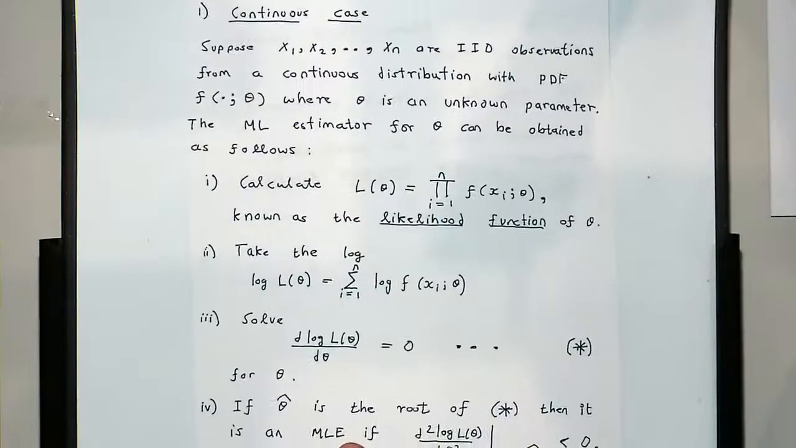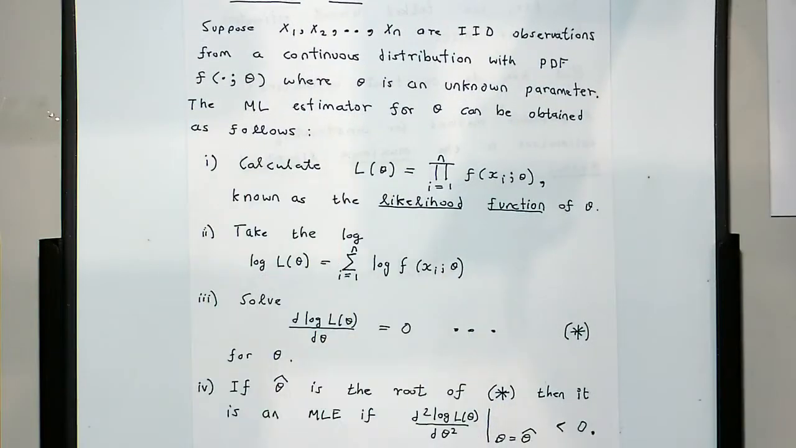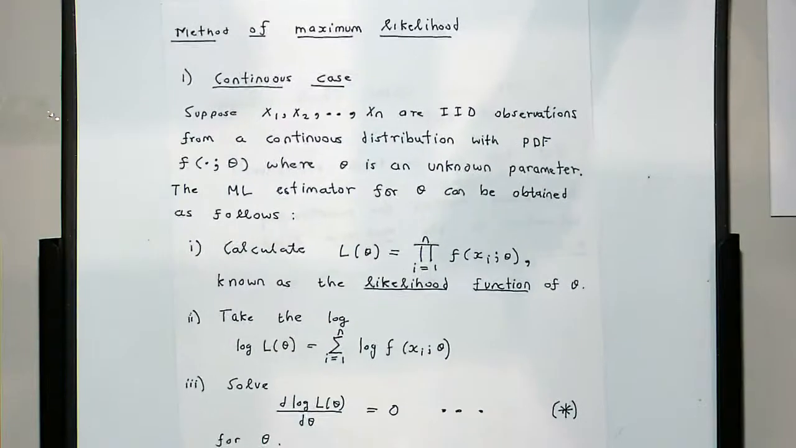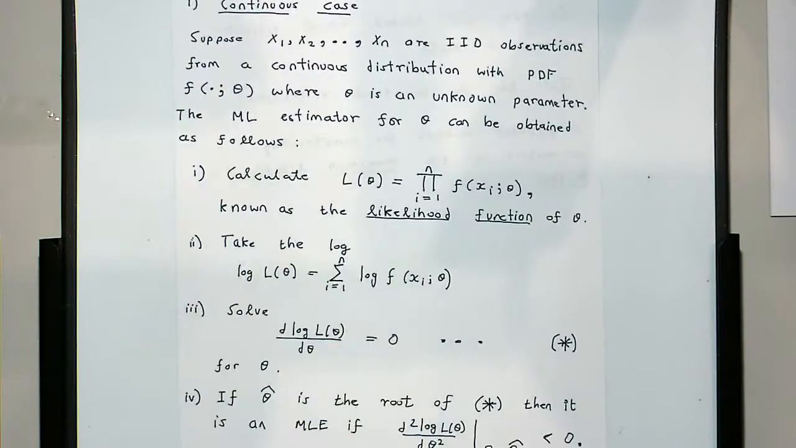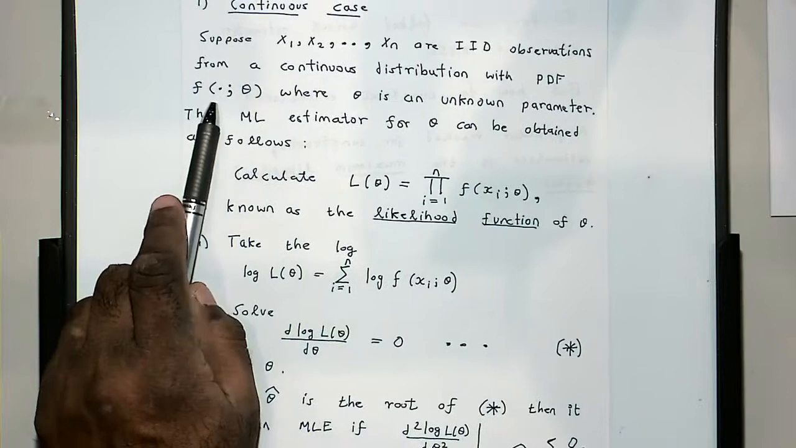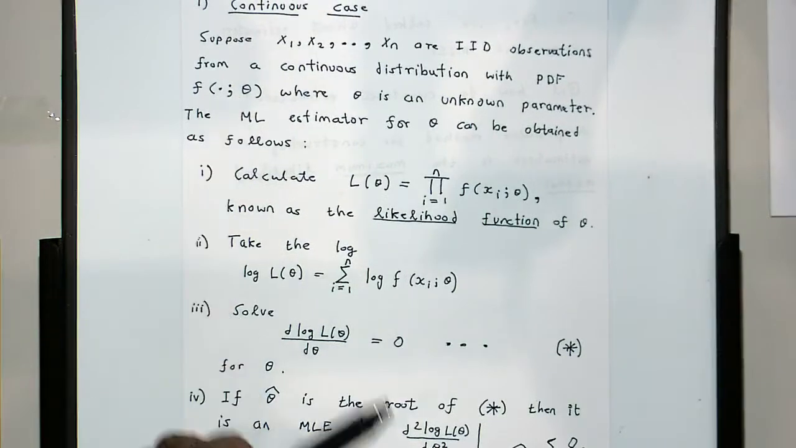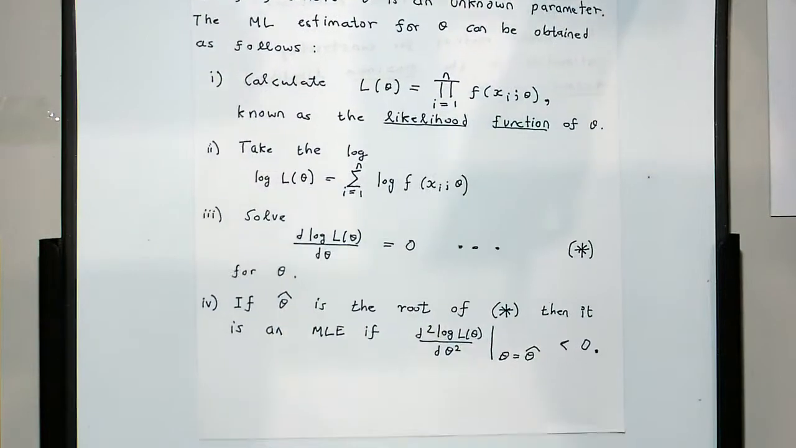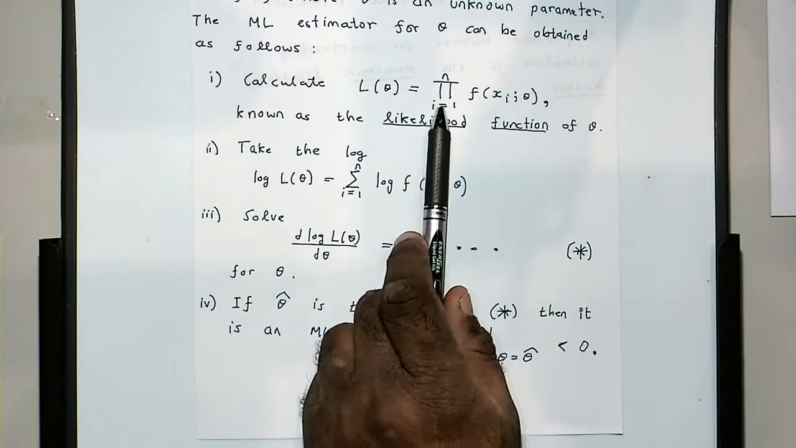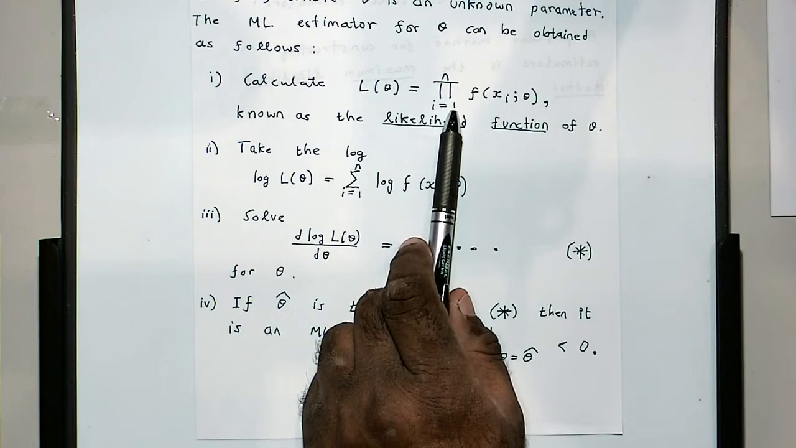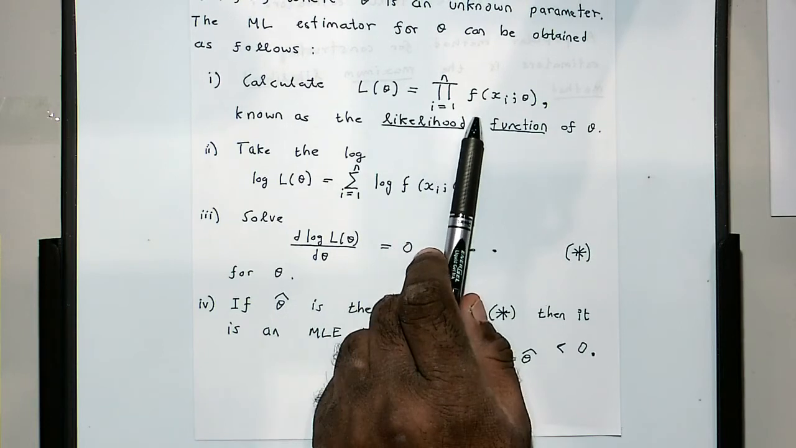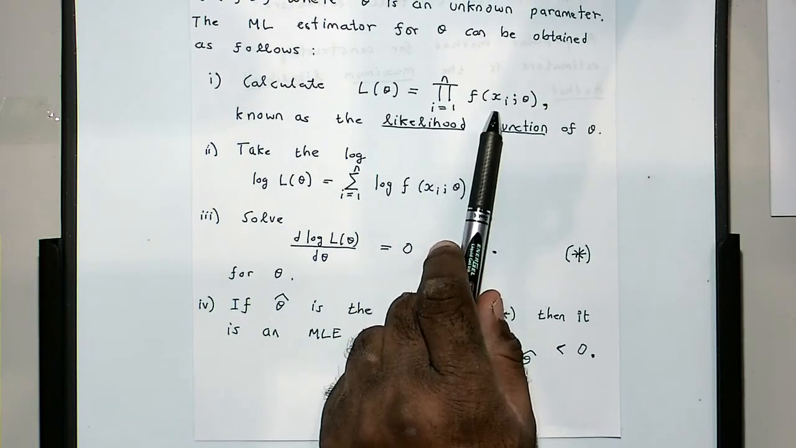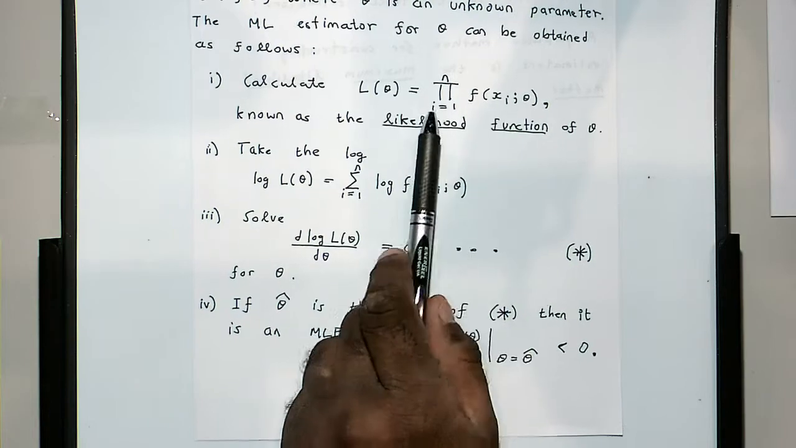Now, this describes the method of maximum likelihood when you have continuous data. Suppose you have data from a continuous distribution with the density given by this, and the parameter is theta. Then the procedure for obtaining maximum likelihood estimators has 4 steps, right? The first step is to write down this, which is known as the likelihood function. It's the product of the density function at xi, where xi is the ith data point, i from 1 to n, right?